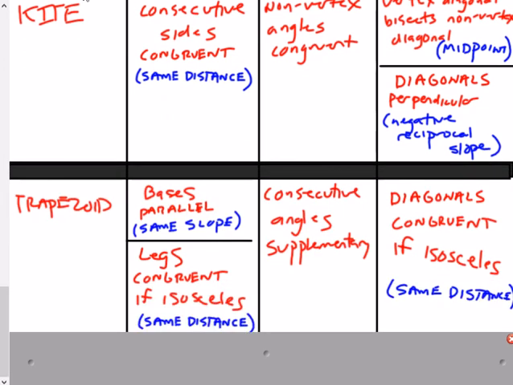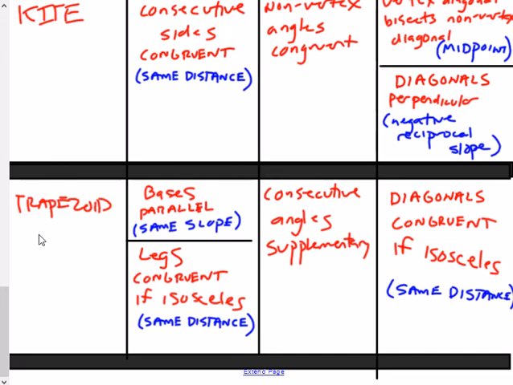Finally, a trapezoid. In a trapezoid, the bases are parallel, not both sets of opposite sides, but just the bases. So we could check for same slope to prove they're parallel. And if we have an isosceles trapezoid, the legs would be congruent. So you can use distance formula to check that out. We know that on a trapezoid, consecutive angles are supplementary. They add up to 180.